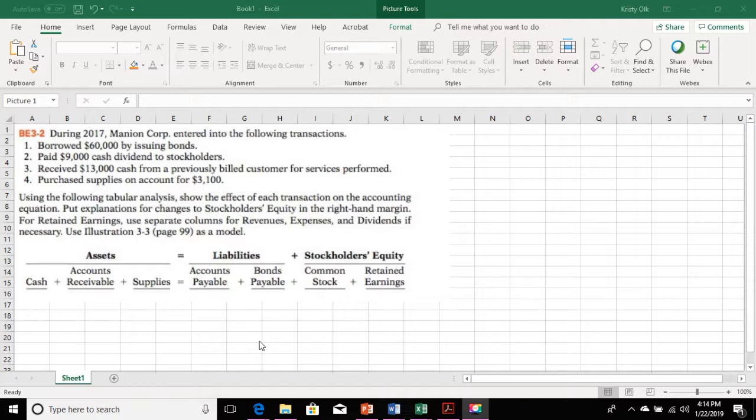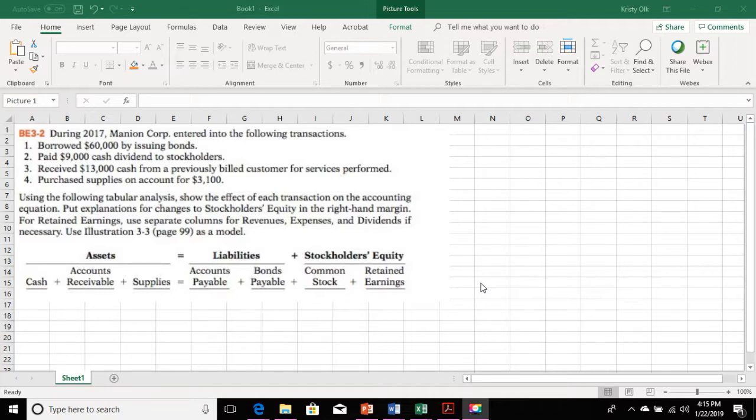Problem BE 3.2 says, during 2017, Mannion Corp. entered into the following transactions. They borrowed $60,000 by issuing bonds. They paid $9,000 in cash dividends. They received $13,000 cash from a previously billed customer for services performed. They purchased supplies on account for $3,100.